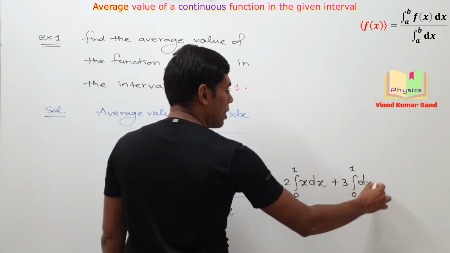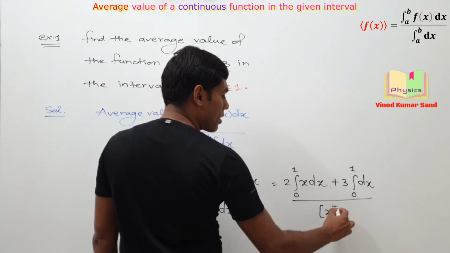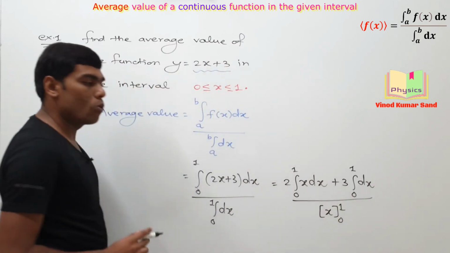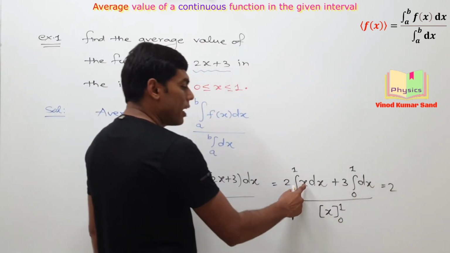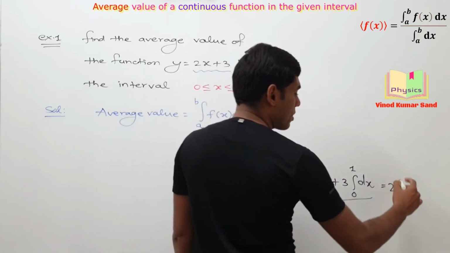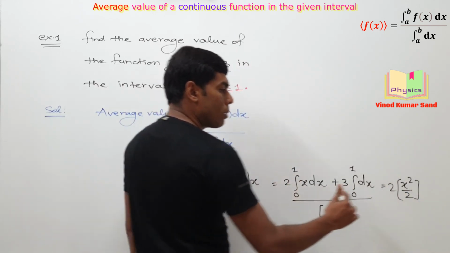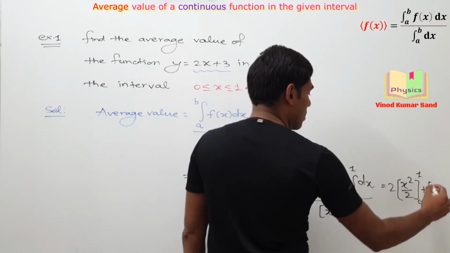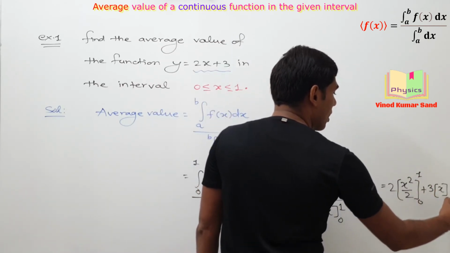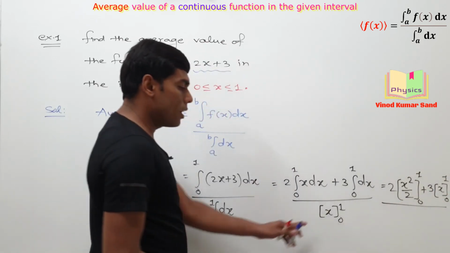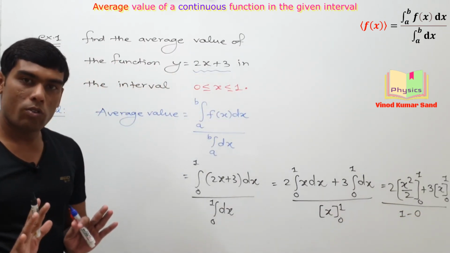0 to 1 dx divided by this integration dx will result into x and the limit is from 0 to 1. Fine. Simplifying the things further, we have 2 here and integration of x with respect to x will give you x square by 2 and the lower limit is 0, upper limit is 1, plus we have 3 here and integration dx will result into x, limit is from 0 to 1, and here in the numerator you are left with 1 minus 0. Is it okay for everyone?